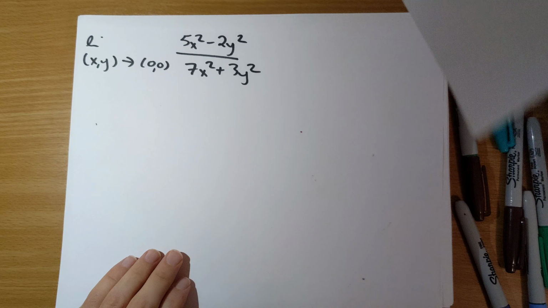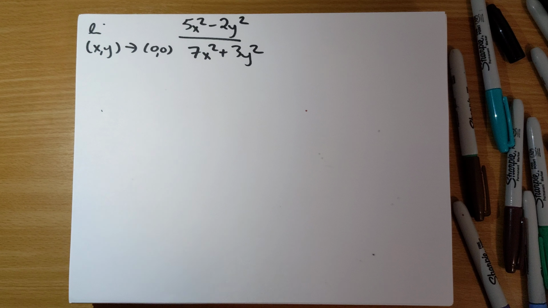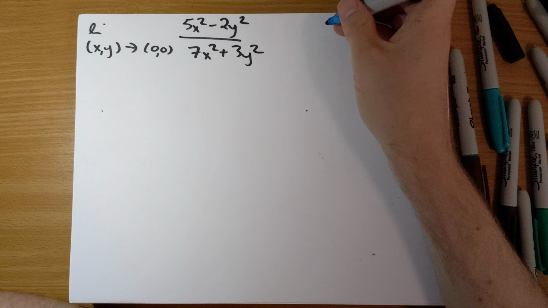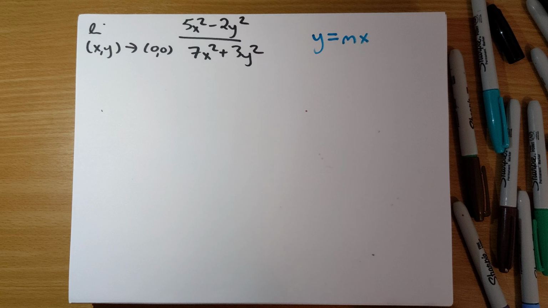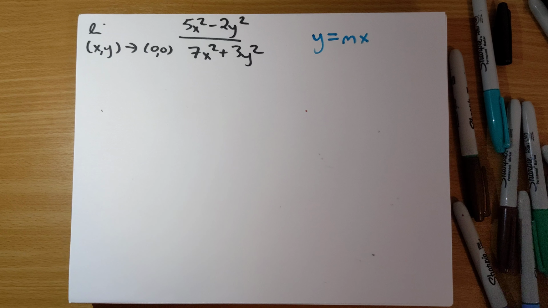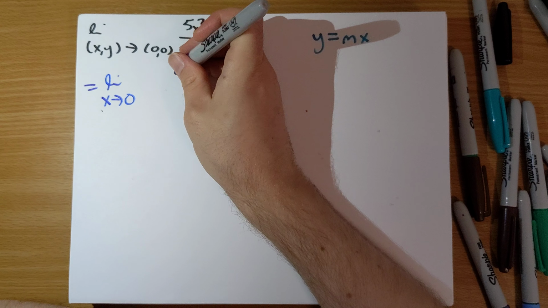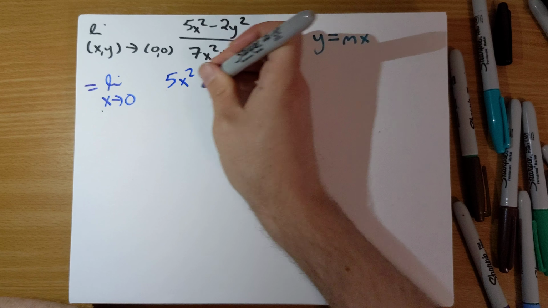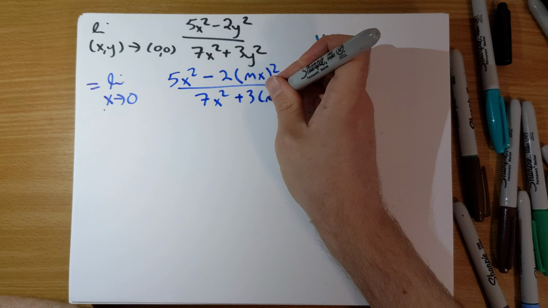Problem number 23 is going to be a little bit more work. We want to show that this limit here does not exist. How are we going to do that? Let's use the two-path test. Let's think about paths of the form y is equal to mx for constants m. When we make the substitution, this limit as x goes to 0 now has 5x squared minus 2 times mx squared. Everywhere we see a y, we replace it with mx.